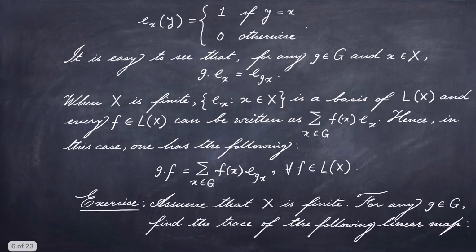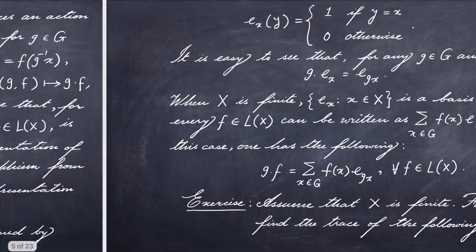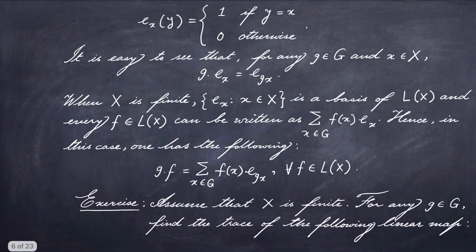Okay. So for these functions, if we want to see where a group element sends them, we see that a typical function e_x will be moved to e_{gx} by the group element g. When X is finite, these e_x form a basis of the function space. That is, I presume you must have done this in your linear algebra course.